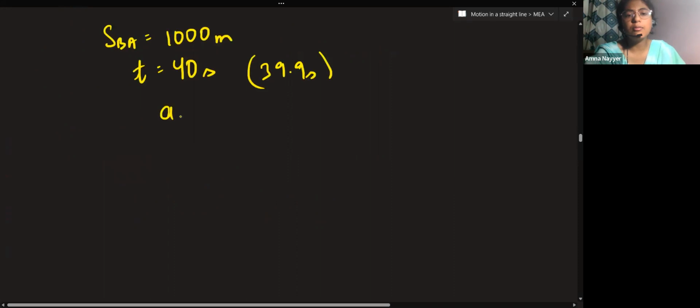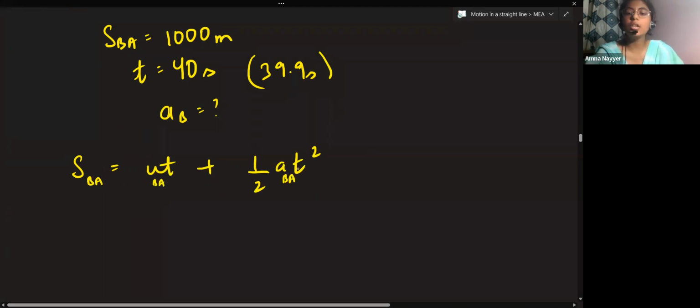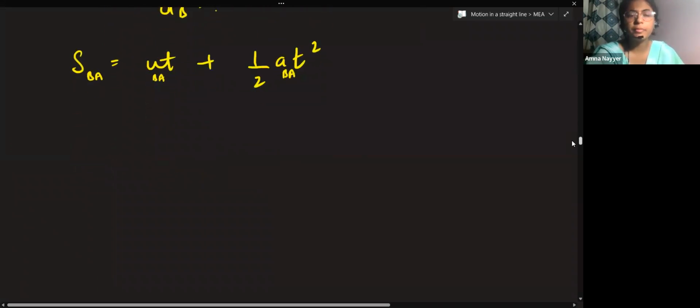And we just have to find out the acceleration here. So, using our equation, S is equal to UT plus half AT square. Here everything will be relative: the velocity will be VBA. Time is not a relative quantity, so time will be the same. So what is this? This is 1000.